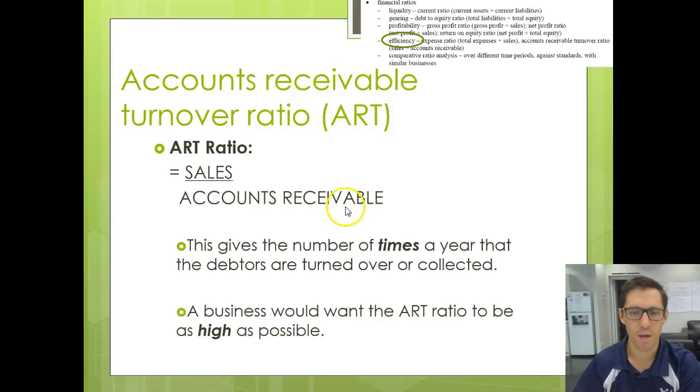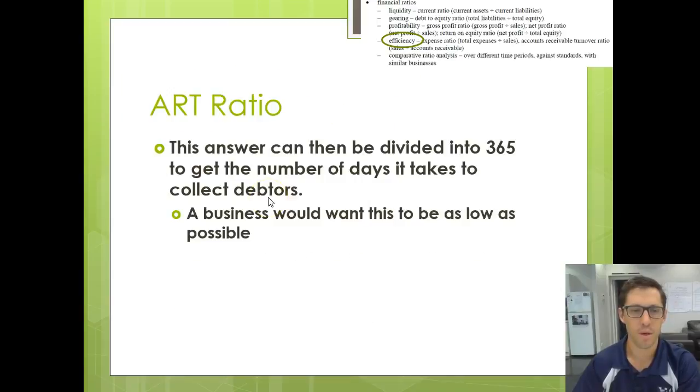Now, a business would want to have a high accounts receivable turnover ratio, because that indicates that they are collecting their accounts receivable many times a year, which is much more preferable. And it means that they're collecting those accounts receivable in a relatively short period of time. So they're not taking 60, 90, 100 days to collect them. Hopefully, they're doing it in 7 or 14 days.